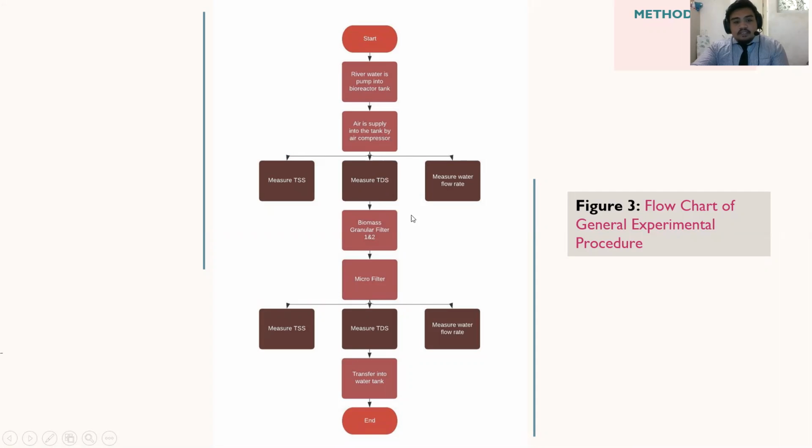The biomass granular filter is to remove undesirable dissolved organic carbon fractions, including biodegradable organic matter, micropollutants, and halogenated hydrocarbons. Next is through the microfilter, where the microfiltration process occurs. After the microfiltration process, we need to measure the TSS, TDS, and water flow rate again. Only then the clean water or the permeate can be transferred into the water tank.